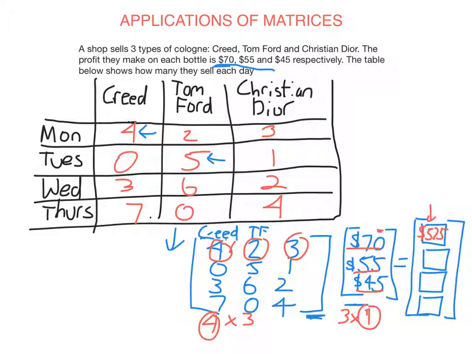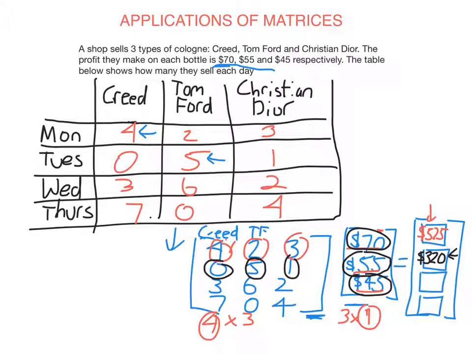Now, predictably, the second entry here is going to be the profit that you earned on Tuesday, because we're taking each element here, so we're pairing up the number of Creeds I sold with the profit per Creed, so 0 times 70 is 0. We're pairing up the number of Tom Fords I sold with the profit for each Tom Ford, so it'd be 5 times 55, and then 1 times 45 for the Christian Dior. So if you add all those up, 0 times 70 plus 5 times 55 plus 1 times 45, then you end up with 320, and that is how much money I made on Tuesday.